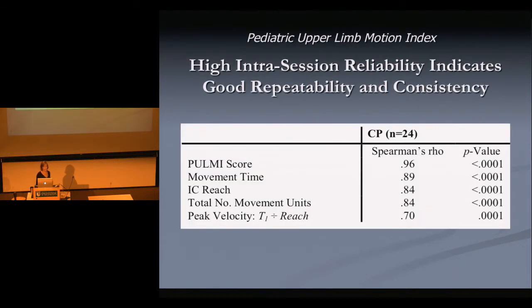In addition to validating the measure, we also have to make sure that it's repeatable and consistent. And this is done through analysis of inter-session reliability. In this case, we found high reliability for the POMI score, as well as 4 key temporal spatial parameters that I suspected might be useful in distinguishing between movement disorder subtypes based on the previous work that I did.